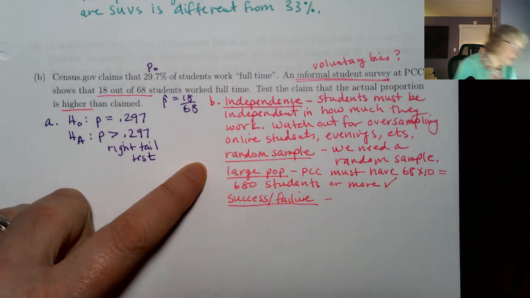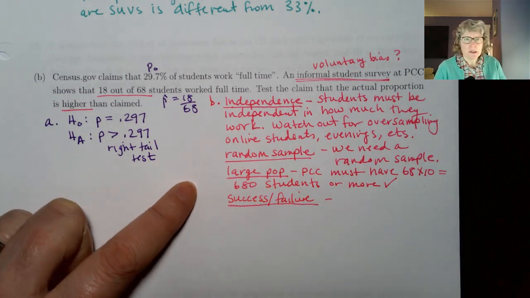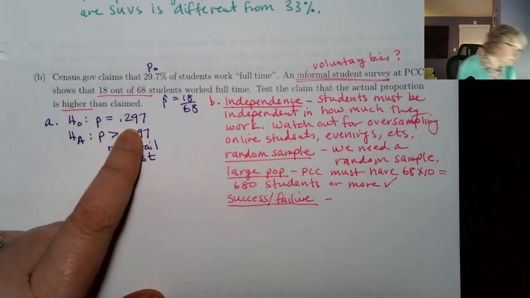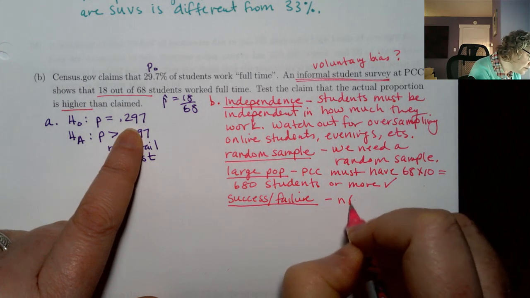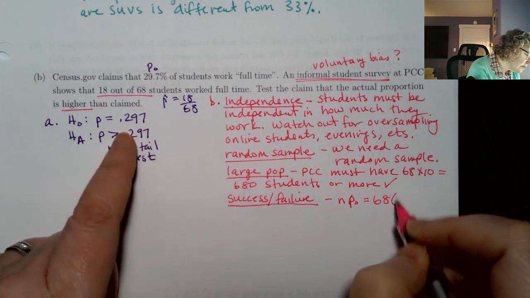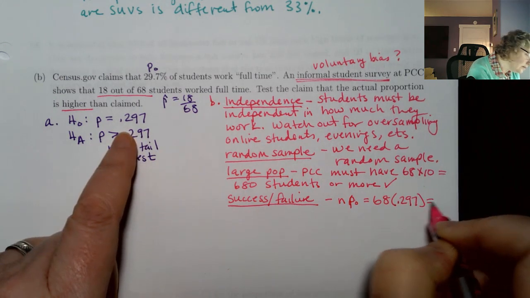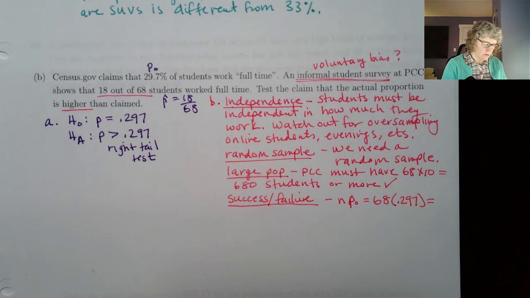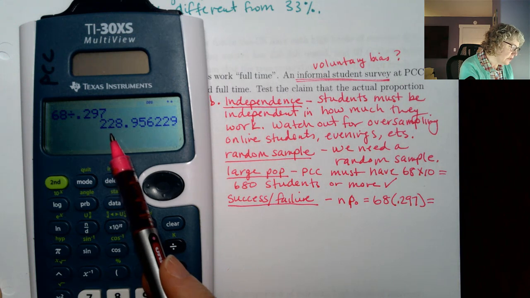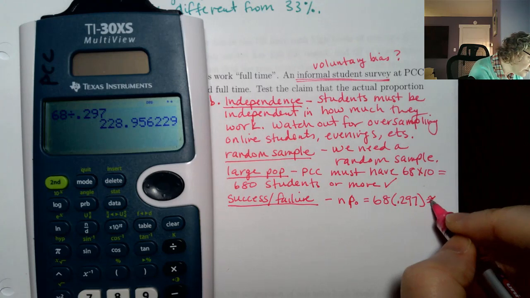Okay, this makes sure that our distribution isn't skewed. So we use our null, so 0.297, n times p0. We have 68 students times 0.297. Let's see what that's equal to. And we can round this, it's fine. 229, it's clearly over 10. Let's do 229, approximate.